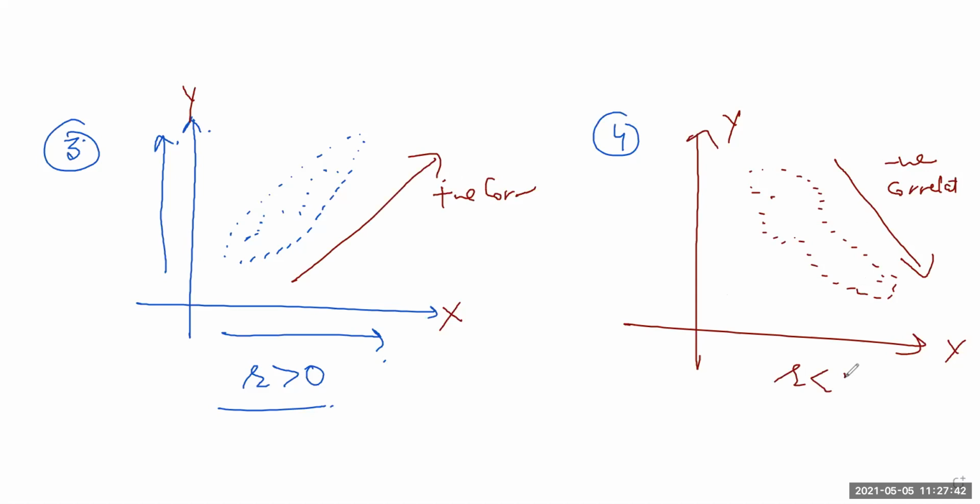In this case you will write r is less than 0. The more points are concentrated about a line, if all the points of a scatter diagram are concentrated about a single line, then we can say that this is a highly positively correlated data. And in this case, highly negatively correlated data. So I am just explaining it again.